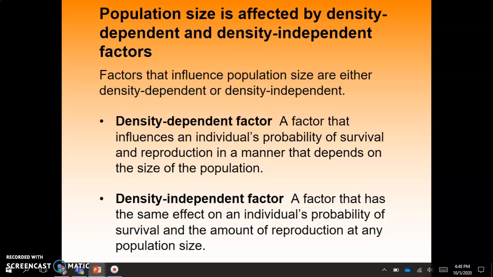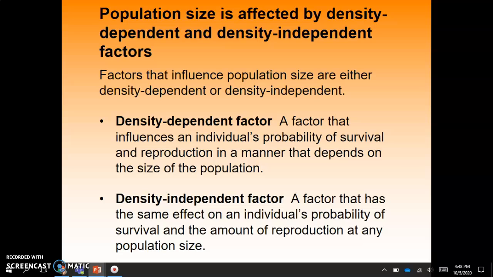A density dependent factor could be something like food availability. So if there are more individuals in a population and food sources are scarce, that means that the organisms within the population are going to have to compete for the food sources, and the more organisms that are in the population, the more of a detrimental effect there will be to the overall numbers because they're competing for limited resources.